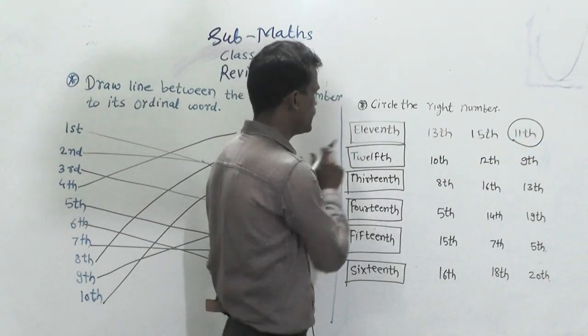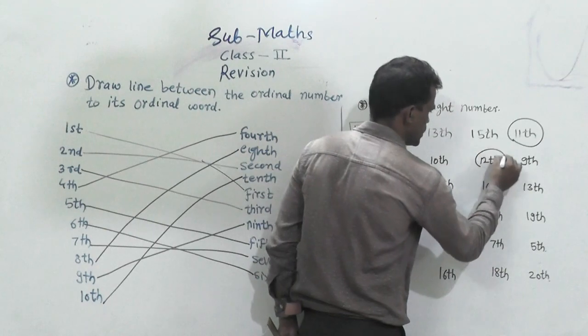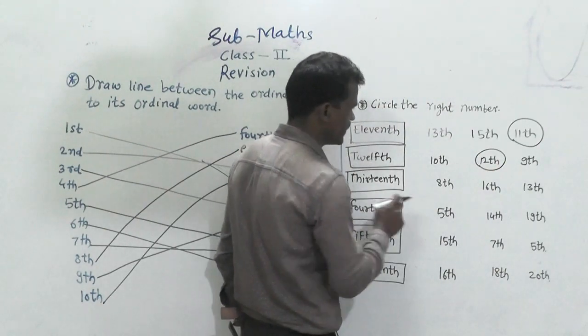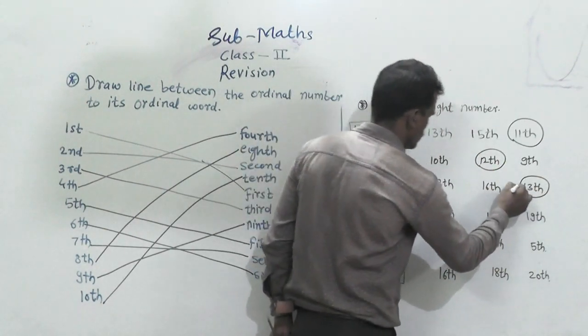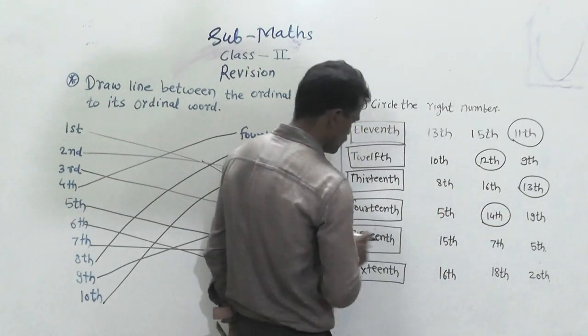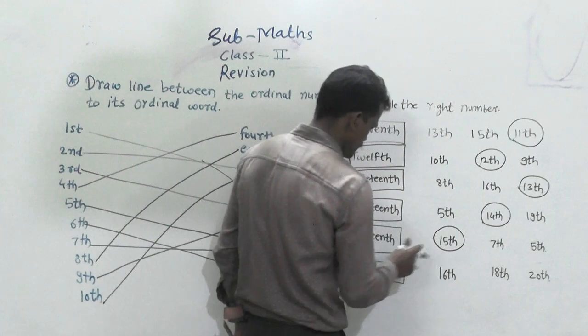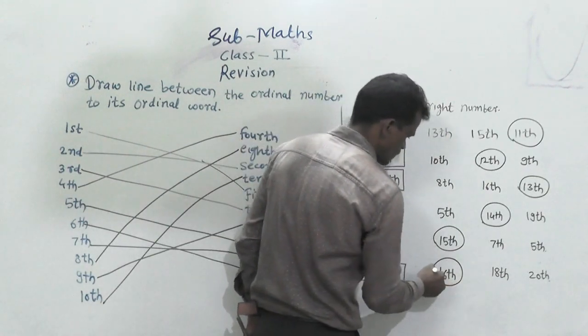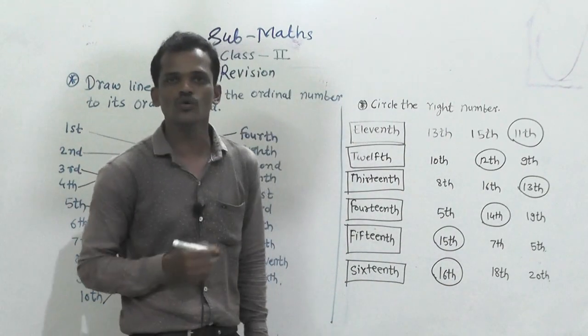Okay, then 12. So here 12th. Then 13. Where is the 13? 13. Then 14. Then 15. Then 16. Okay, and the rest of all you have to complete.